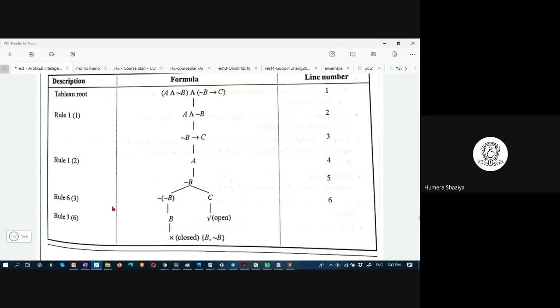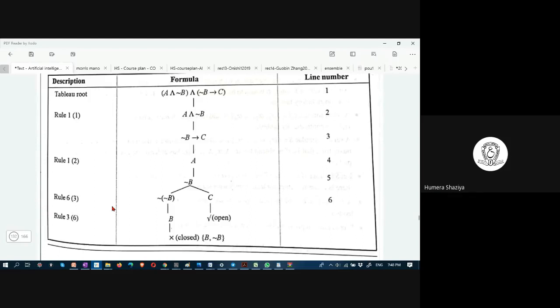Okay, 2. A and not B: these two formulae are joined by 'and'. Therefore, we have A and not B on the same path. Wherever there is an 'and' symbol, you have to have the expression on the same path. Then we have not B implies C.